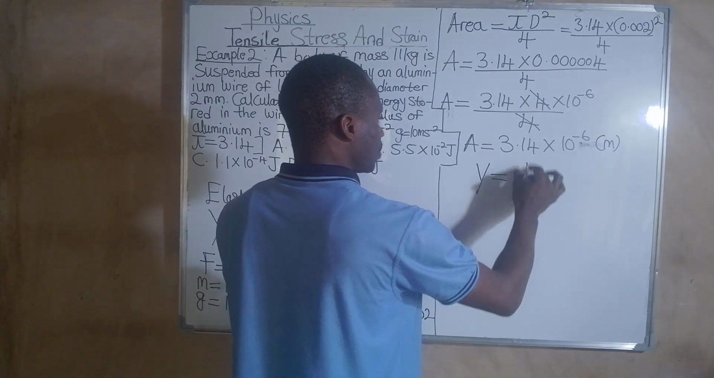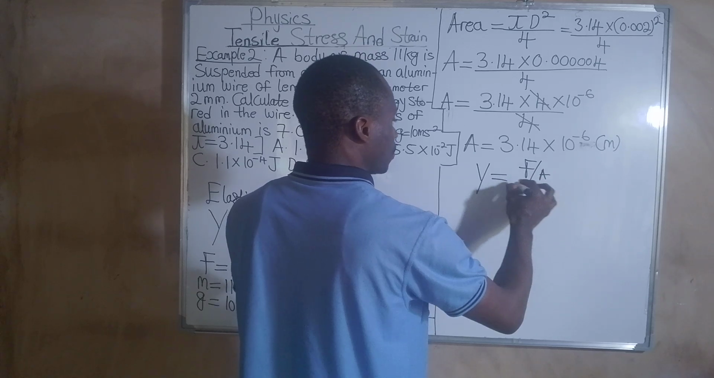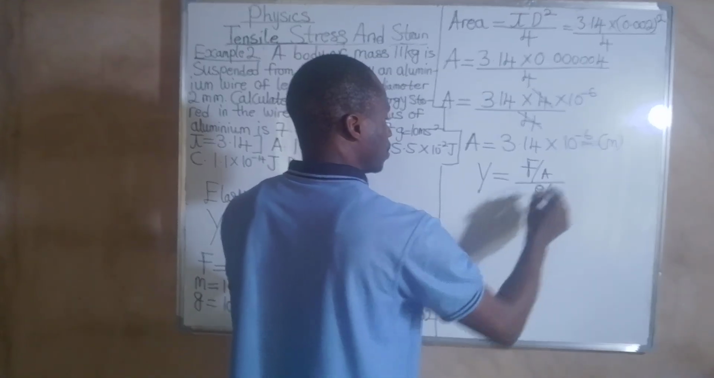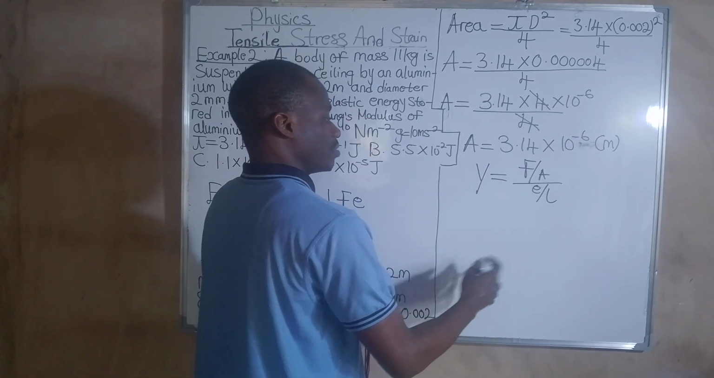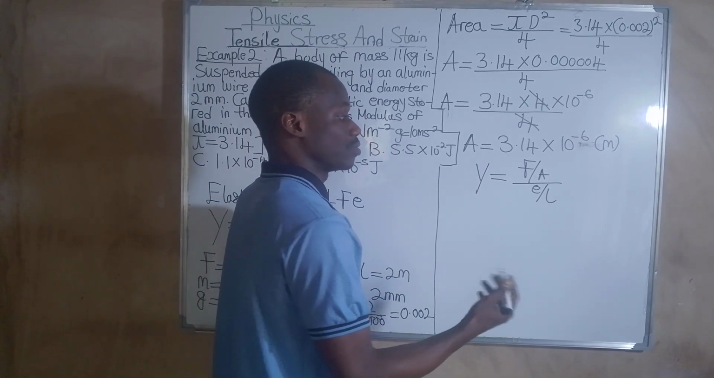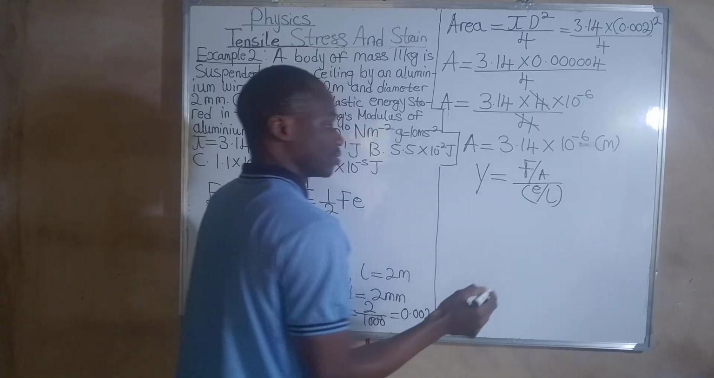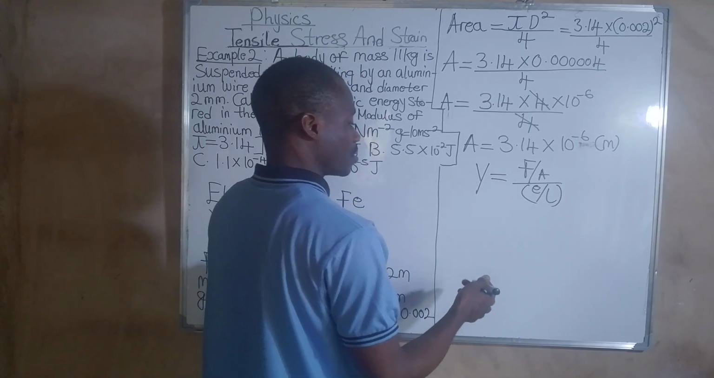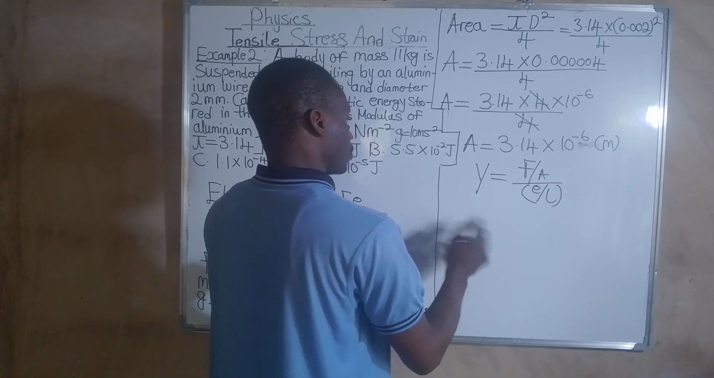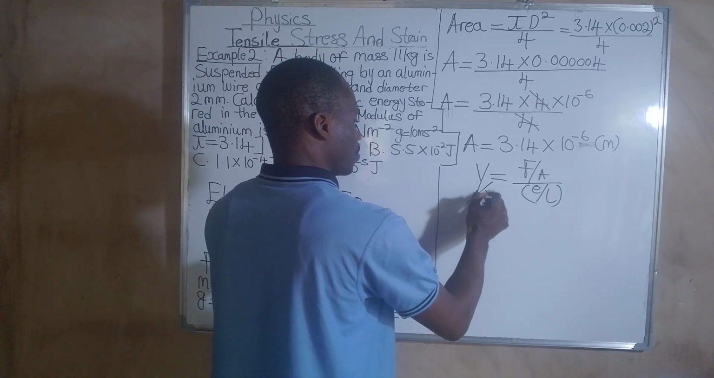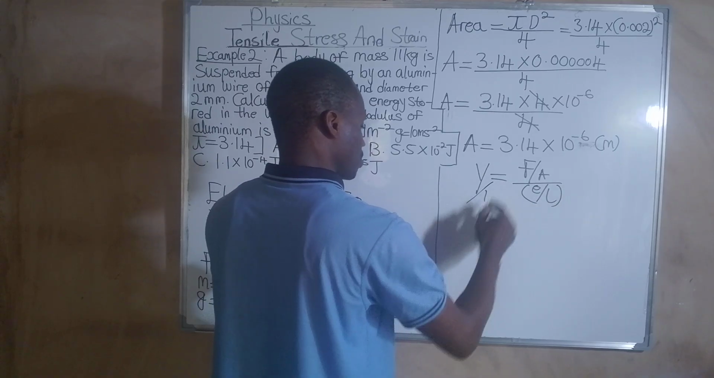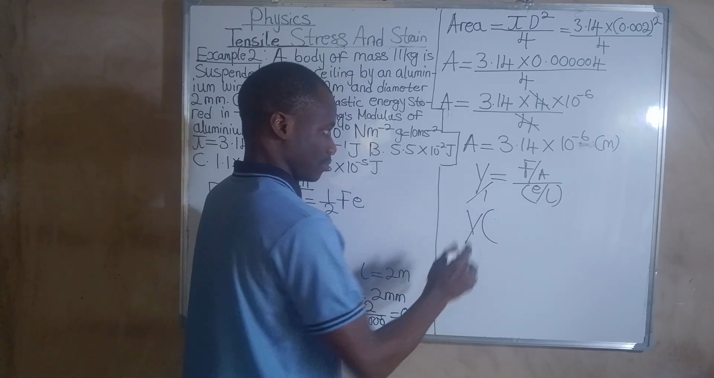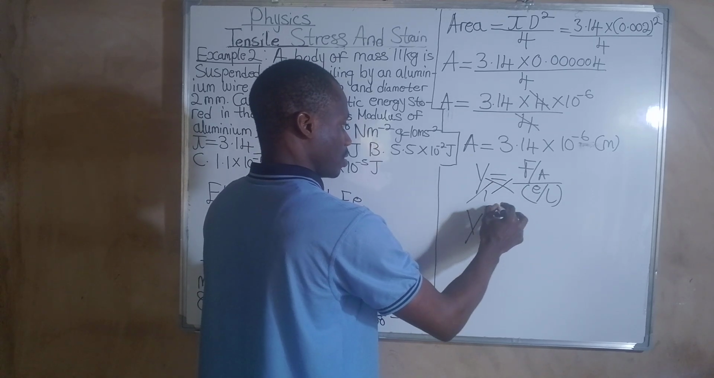Y equals F over A all over E over L. I won't just put everything in immediately. What I'll do is make the extension the subject of the formula so that it will be easier, because if I put numbers immediately, it will all be stressed. You get that? So now Y over 1, so this times this goes this way. Kind of cross multiply is what we are doing here.